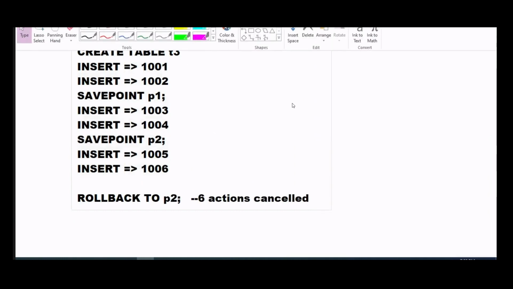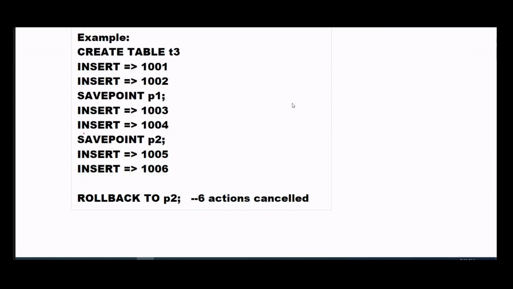What happens now from this rollback command to this save point? In between, whatever actions are there, these actions will be cancelled. So how many actions will be cancelled here? 2 actions will be cancelled. So in the entire transaction, to cancel some part of the transaction, this save point is useful. That's it. This is about save point.